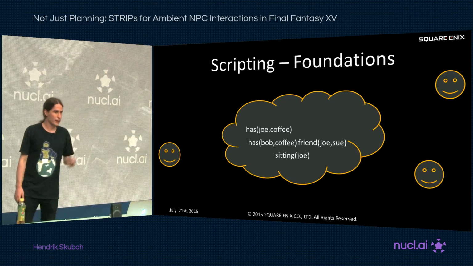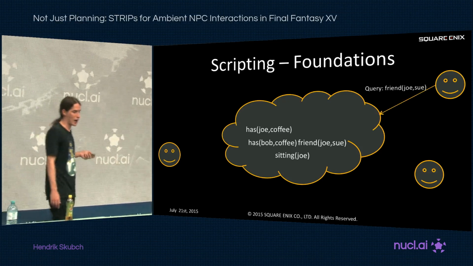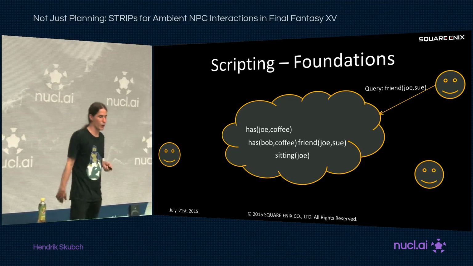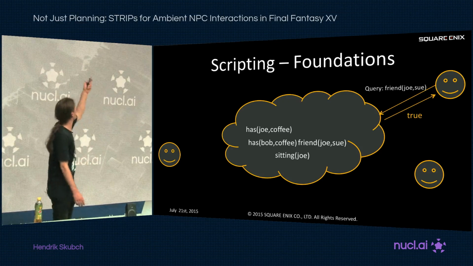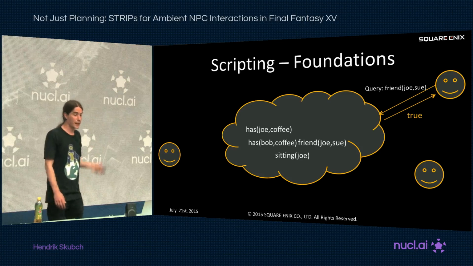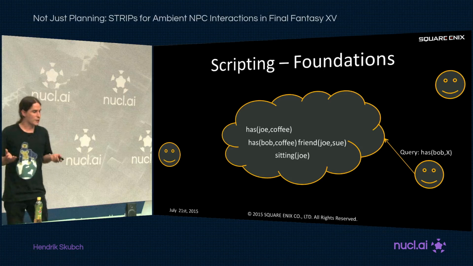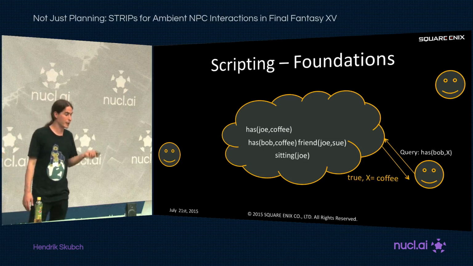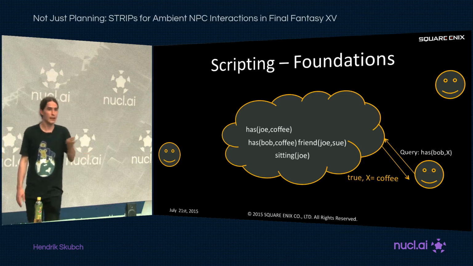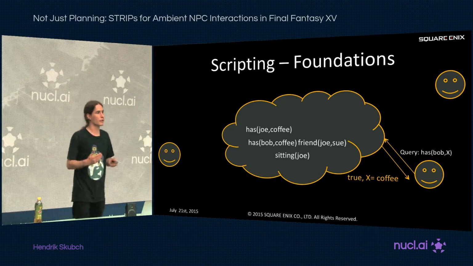Of course, we can also query this and ask, is Joe a friend of Sue? And yeah, it says so right there, so that's true. We can also query a little bit more and ask, has Bob anything? If so, what's that? We would get back, yeah, that's the case, and that thing you're talking about, that's coffee. So it's a little bit more than just asking for a truth value here.